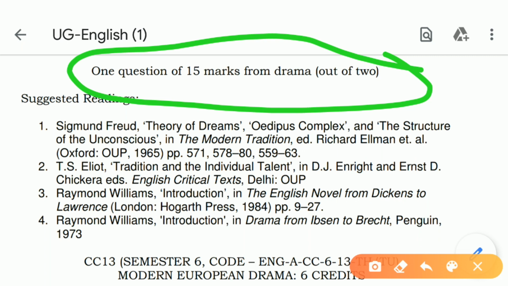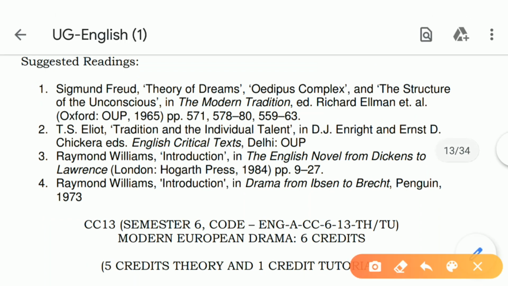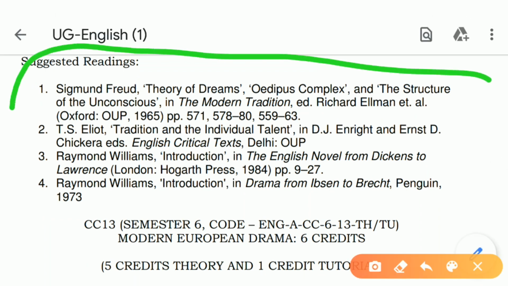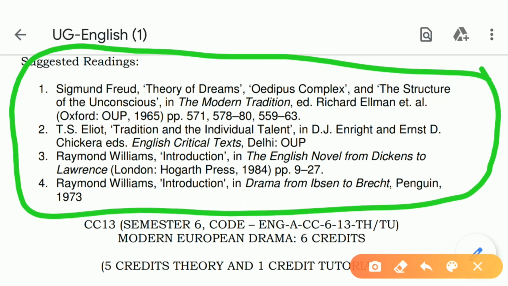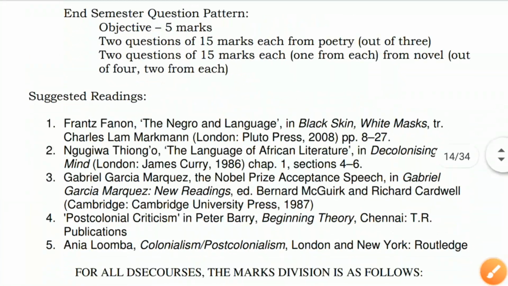And there is a list of suggested readings provided by the university that you can go through. It will be very beneficial to you. You can go through these books which have been suggested by the university. Okay, so this is CC 12. Let's move on to DSE.